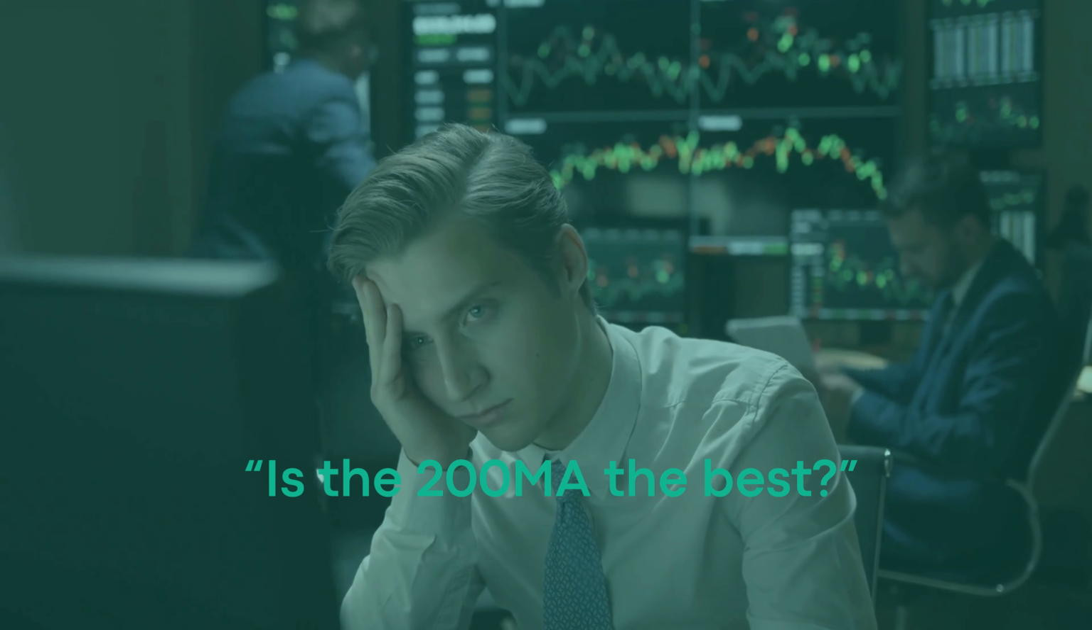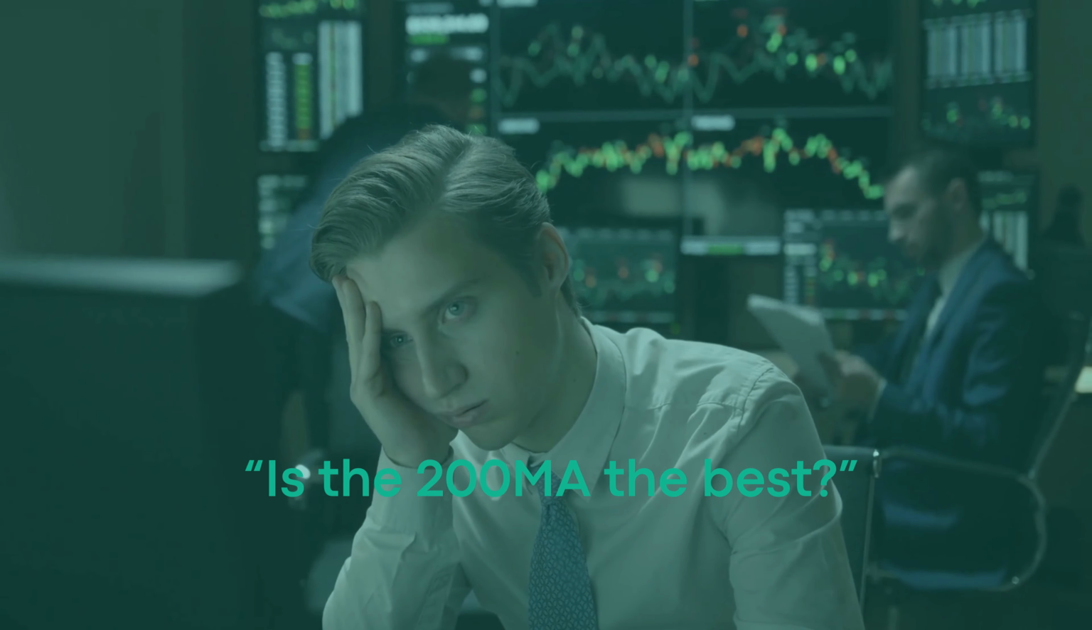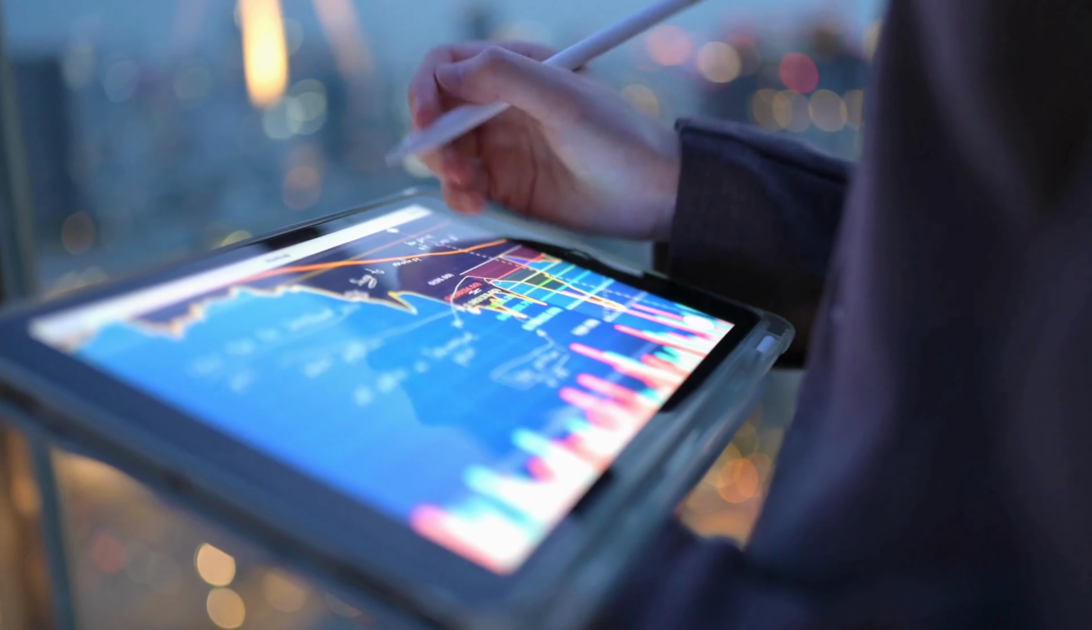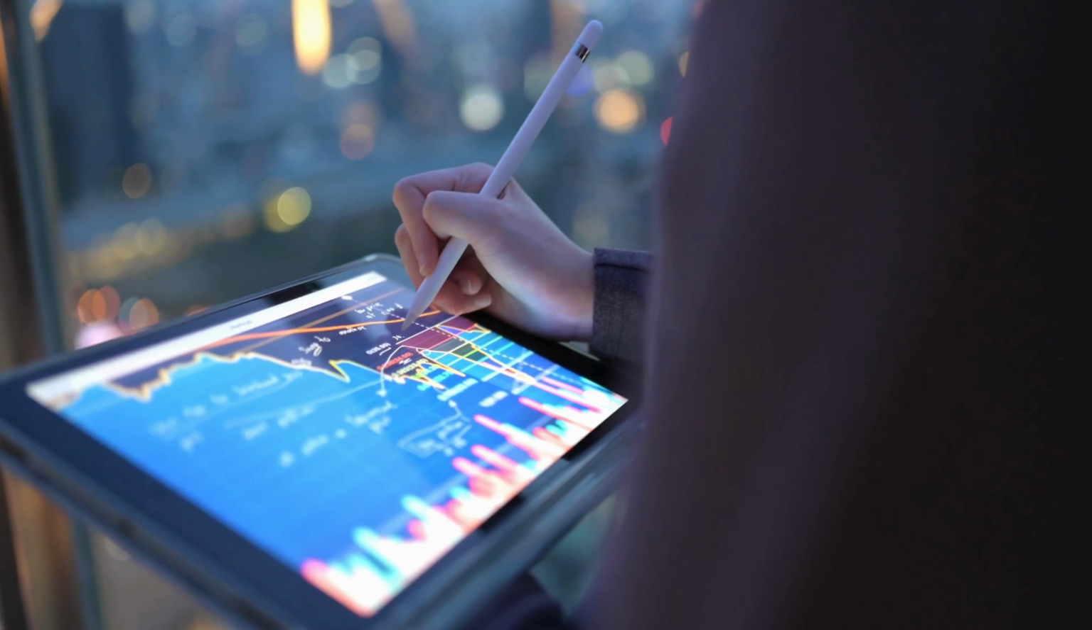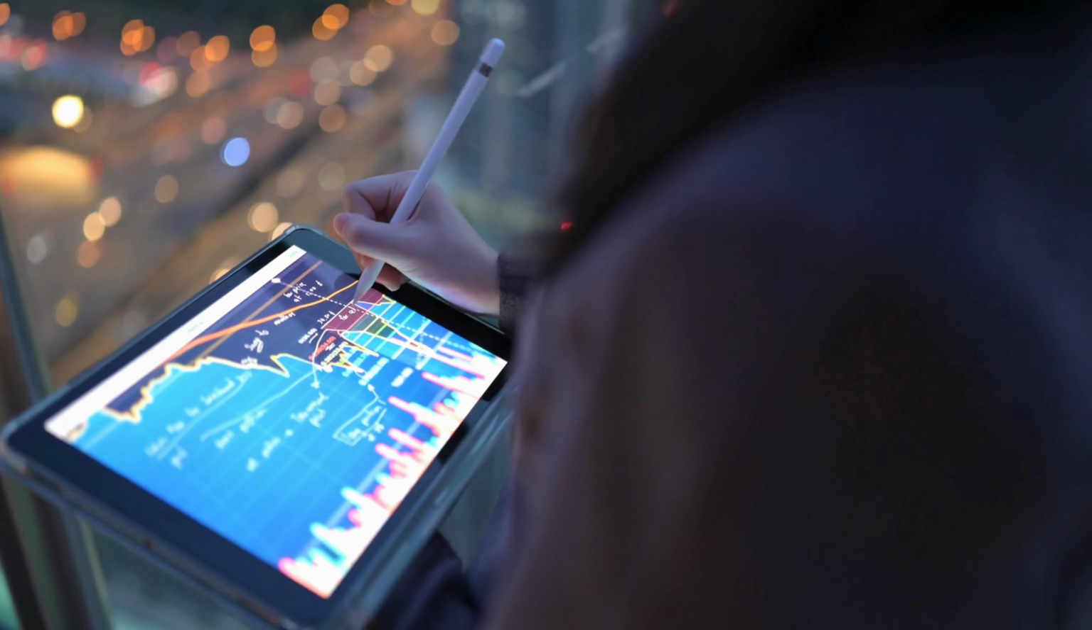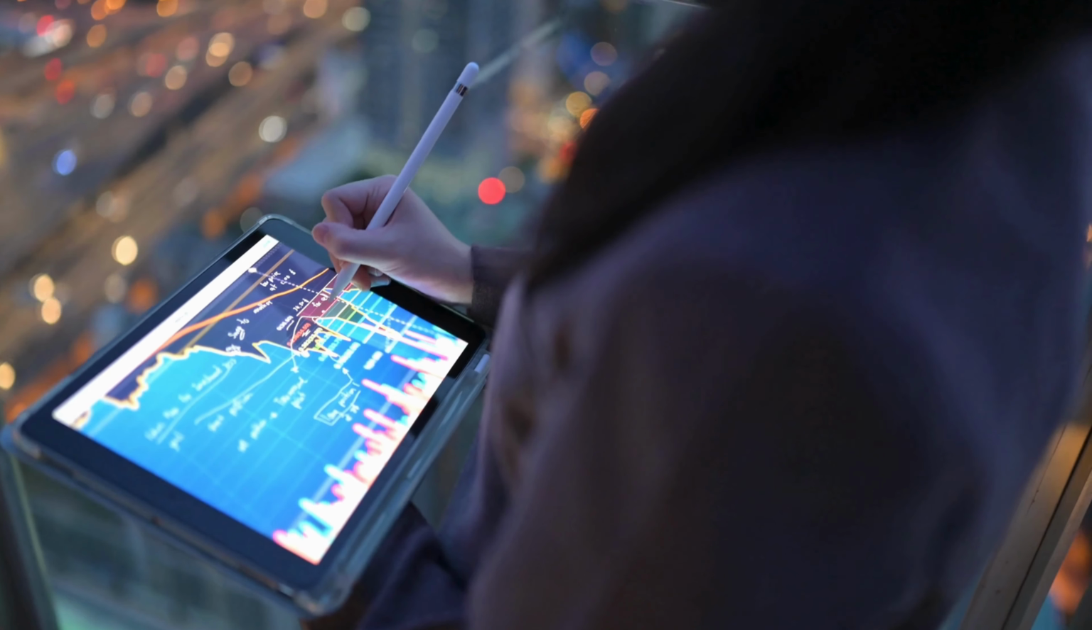Now you're probably wondering, is the 200 moving average the best? Here's the thing. There's no best moving average out there. I use the 200 moving average because it's a summary of what the price has done over the last 200 candles. But if you want to define a shorter or medium-term trend, then adjust the parameter accordingly.